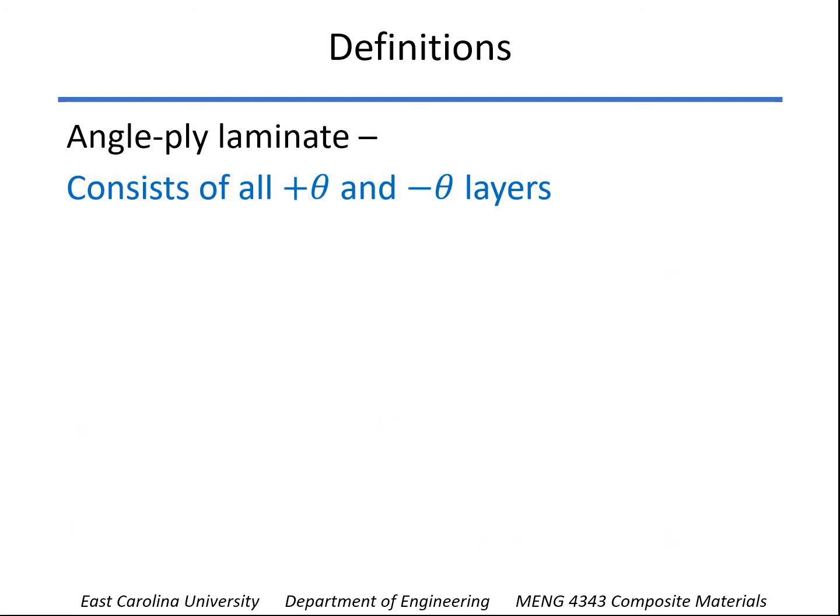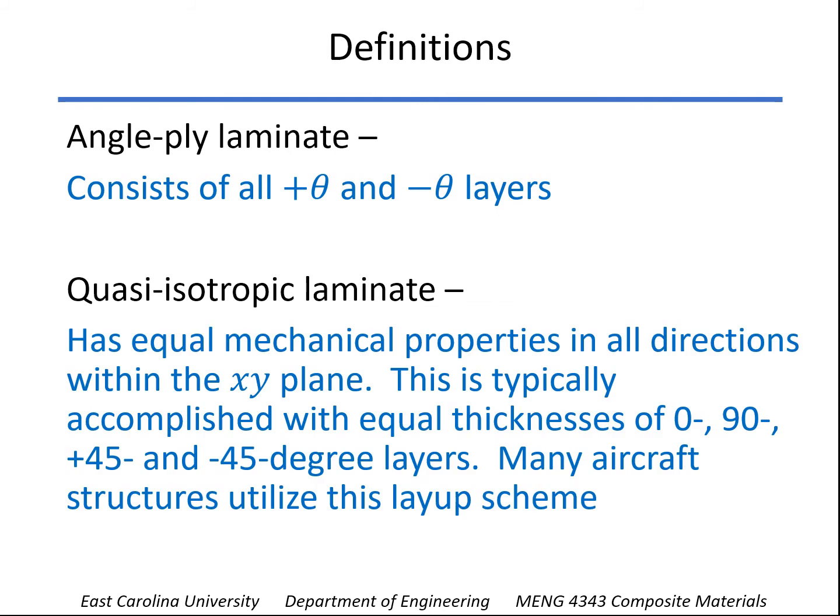An angle ply means it consists only of plus and minus theta layers. And then there's a quasi-isotropic laminate. For that, you're looking at one that has equal mechanical properties in all directions within the xy plane. Quasi-isotropic because it will be different out of the plane, or in the z direction. Most likely it's going to be done with 0, 90, plus 45, and minus 45 degree layers. And again, a lot of aircraft structures, we talked about that before, will utilize that layup scheme because you do get equal properties in all directions, and so a lot of their qualification work is based on that type of layup.